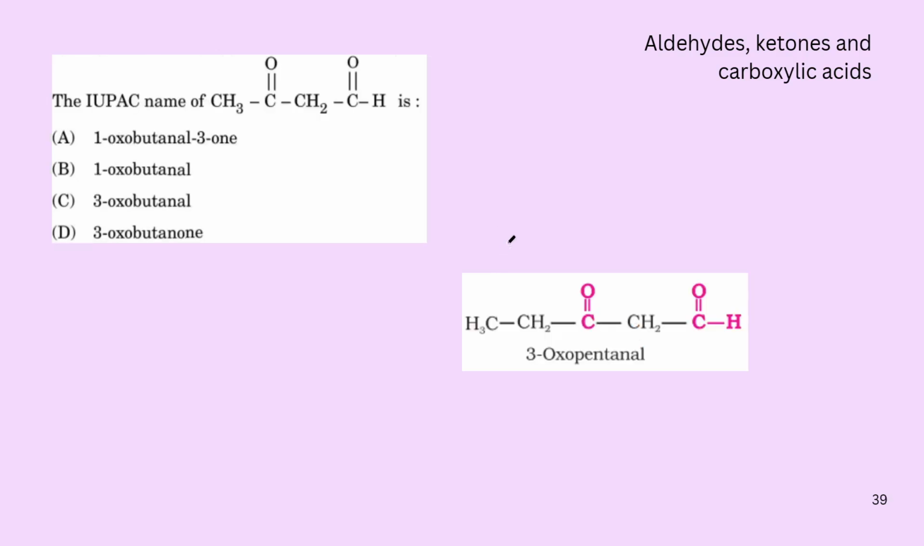The IUPAC name of this is what? This 3-oxopentanal is one of the examples discussed in your textbook, which is why it is so important for you to keep looking at all of these little things in your textbooks. And I know it's a lot. You have 4 subjects that you have to learn, and you have to make sure that you learn everything from all of them. It is a lot, and I recognize that.